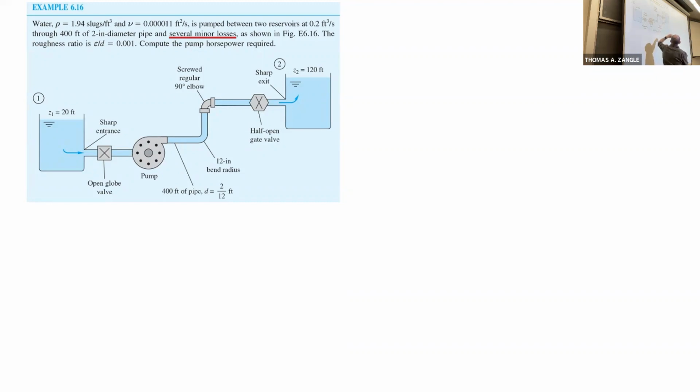And so in order to solve this problem, we're going to have to do an energy balance between point 1 at the free surface of reservoir 1 and point 2 at the free surface of reservoir 2, where part of our energy balance is going to be accounting for the loss due to friction as we flow through the pipe. Another part of our energy balance is going to be the difference in gravitational potential energy between those 2 points. And another piece of our energy balance is going to be the energy that we're putting into the system with this pump. Okay.